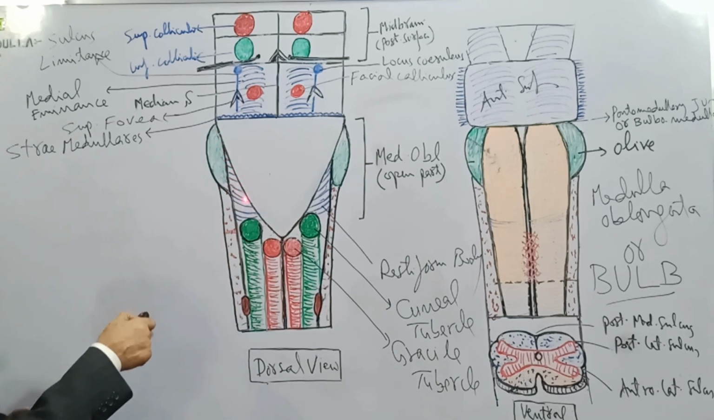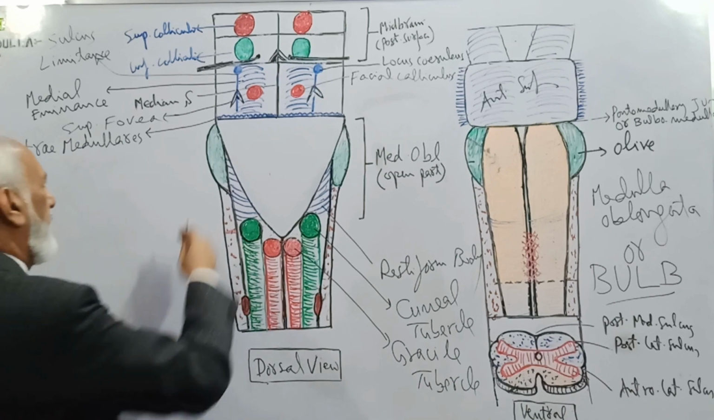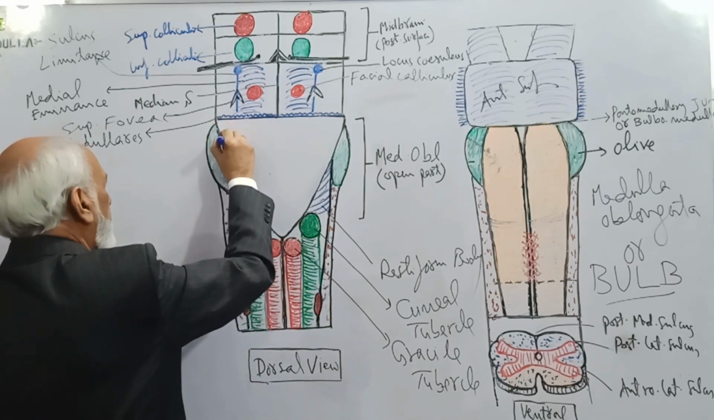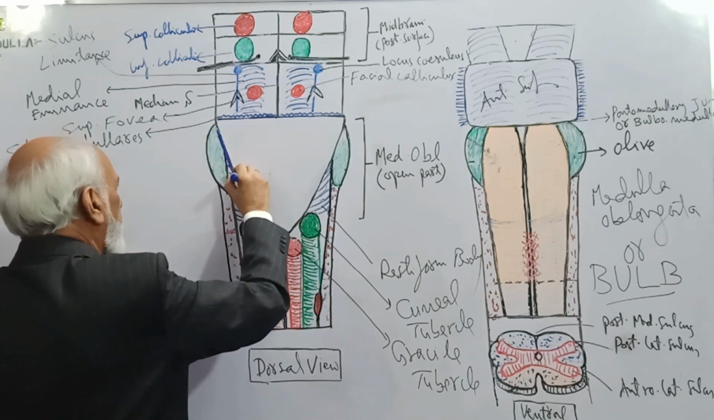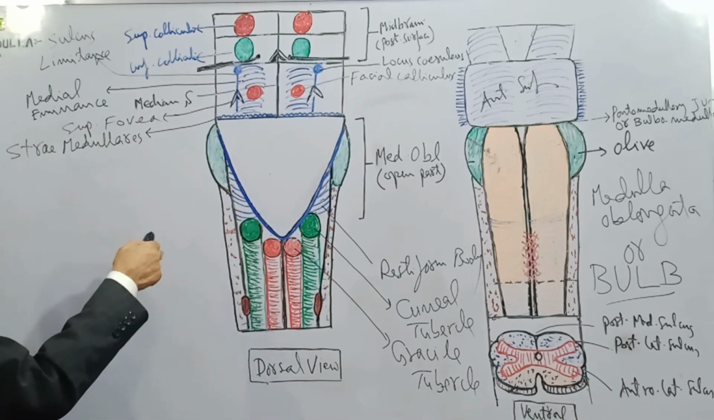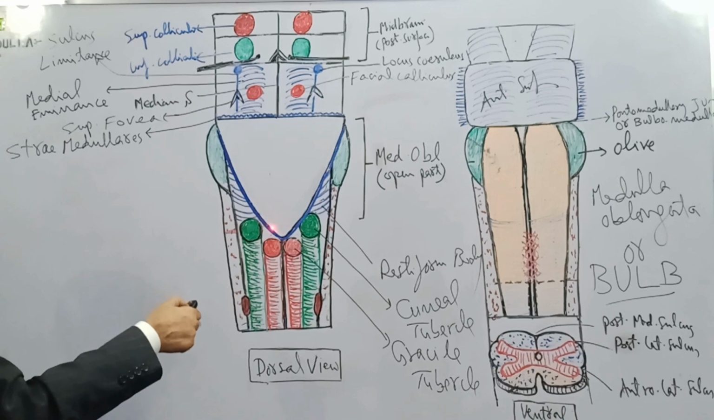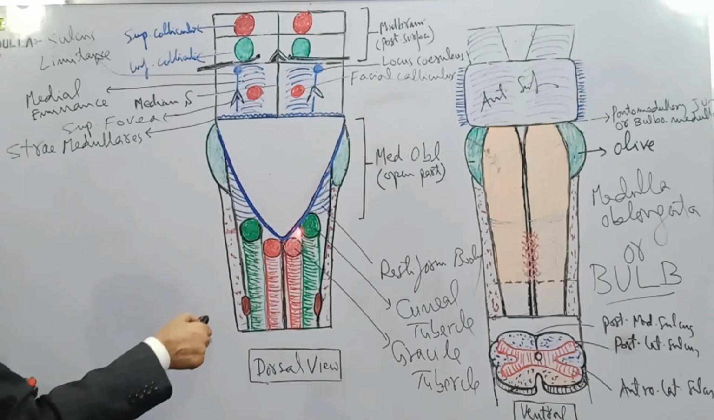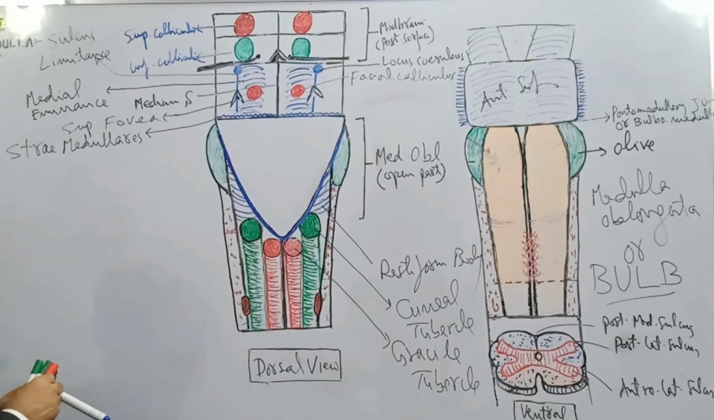Now these infrolateral borders are marked by a small ridge of nervous tissue known as the tinea. The small ridge of nervous tissue along the right and left infrolateral borders of the open part is known as tinea.